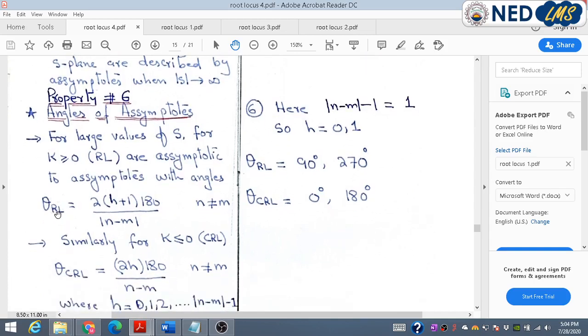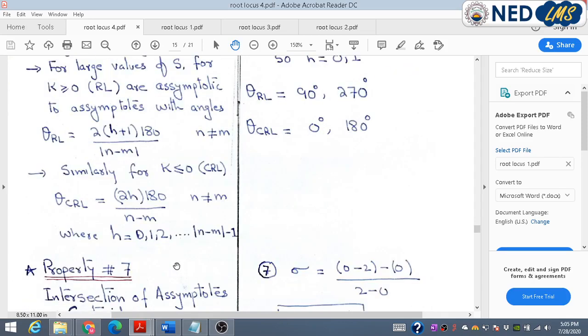Theta RL is the asymptotic angle for RL only, which is equal to (2h plus 1) into 180 divided by n minus m, when n is not equal to m. Why? Because the asymptotes are required when n is not equal to m. Similarly, for theta CRL, the asymptotes for the starting point can be found by using this formula, theta CRL, which is equal to 2h into 180 divided by n minus m. Here we have to place the value of h from 0, 1, 2, and the final value should be n minus m minus 1.